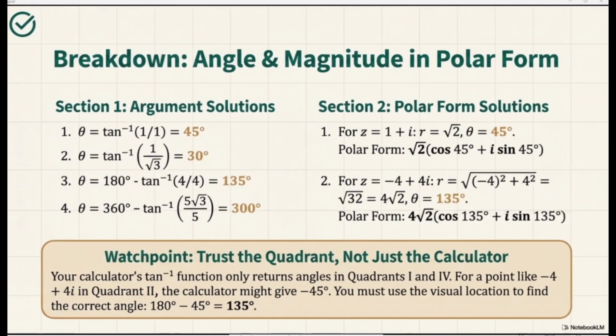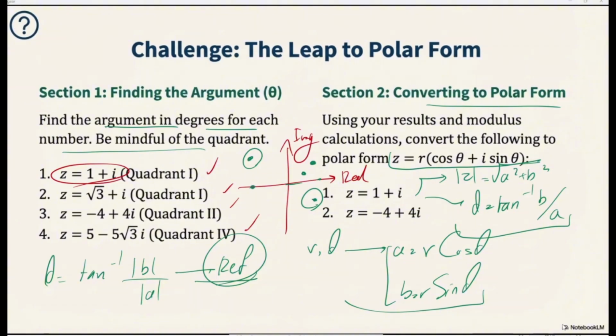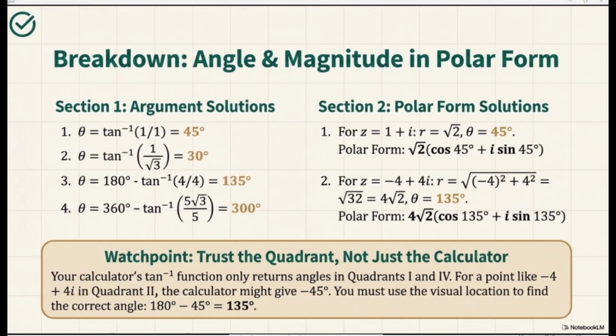So let's look at question number 1. We had z equals 1 plus i. So obviously it's going to be tan inverse of 1 over 1. Both of them were positive, so at this point you have 45 degrees. Your reference angle and actual angle are going to be the same. What about the second part? The second one is the same because both of them are positive, so your reference angle and actual angle are going to be the same.